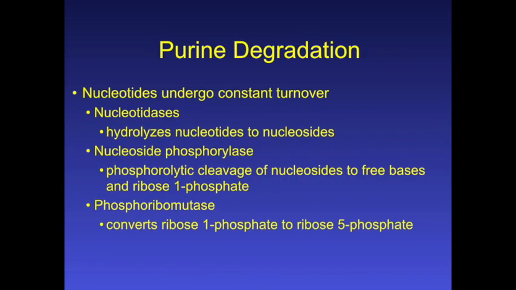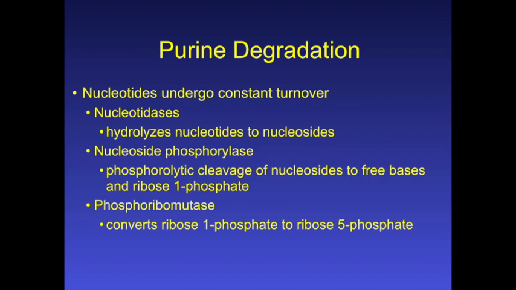Okay. Now that we've made them all, we can talk about degradation. We'll talk about purine degradation, particularly because there's a disease associated with it. Nucleotides are always undergoing constant turnover, and some enzymes break things down. A nucleotidase will remove all the phosphates to get to nucleosides. That's a base pair and the sugar. Then the nucleoside phosphorylase will use a phosphate coming in, and it will displace the base away from the sugar, and the sugar will be phosphorylated. So the ribose comes off as ribose 1-phosphate.